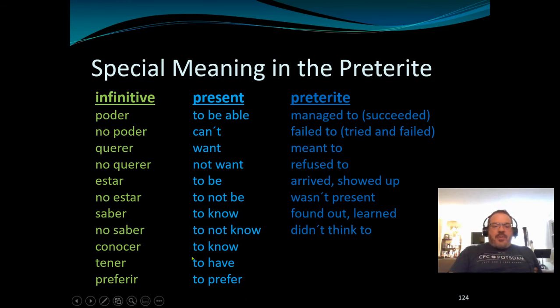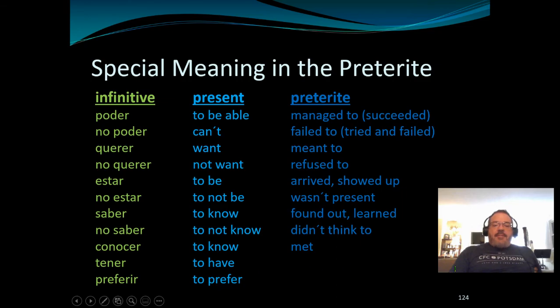All right, so conocer, this one is the one that makes the most sense and the one that we all understand immediately. Conocer is to know people, but it's not that I knew him, it's that I met this person. It's an event, right? It's an action that took place. Shook his hand. I know him now. And at that moment in time, I met him, got to know him.